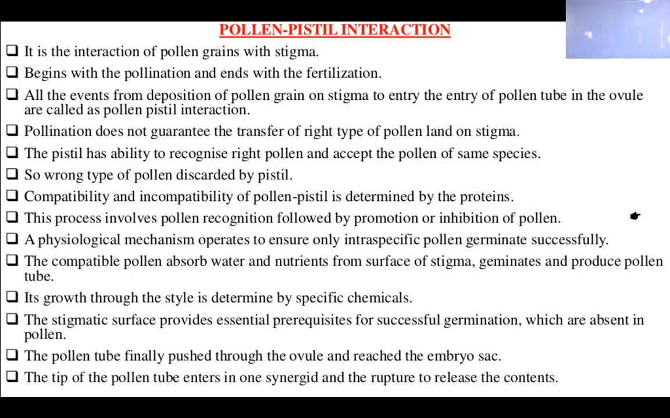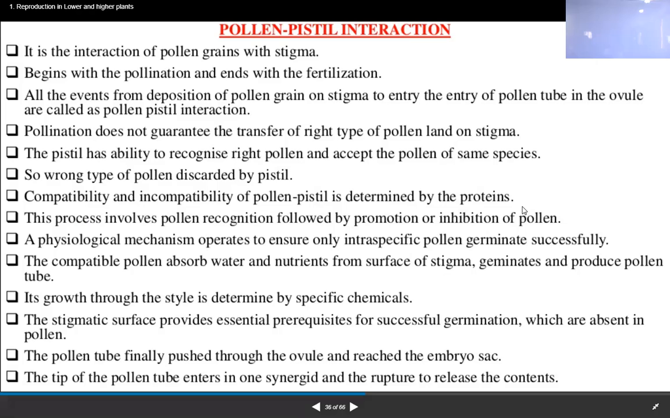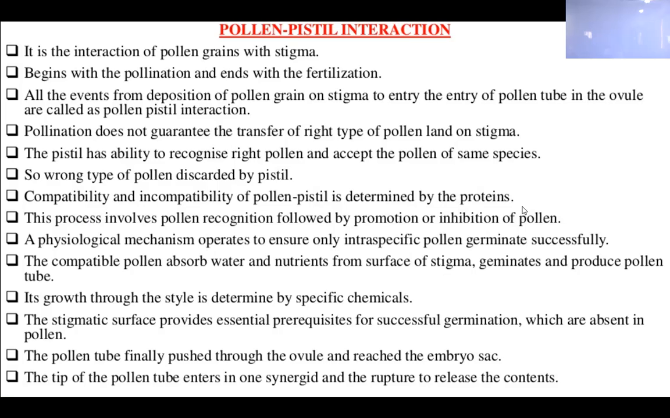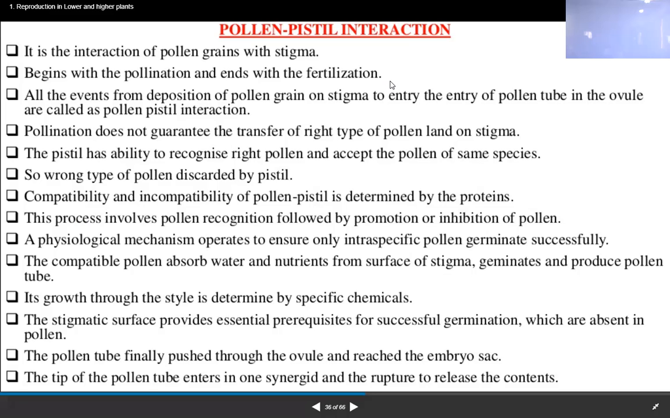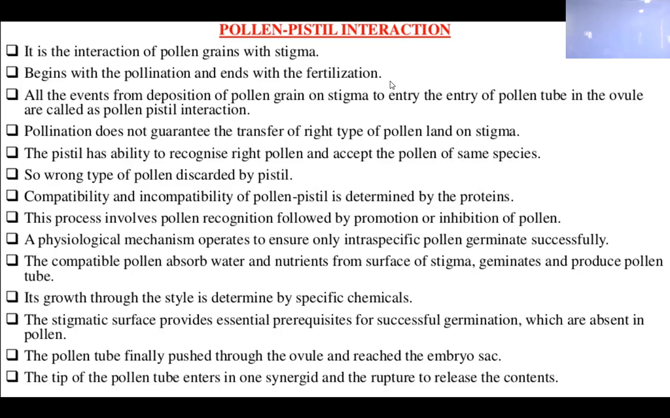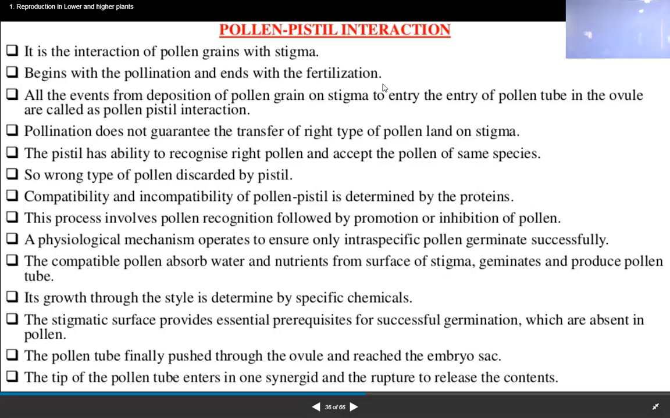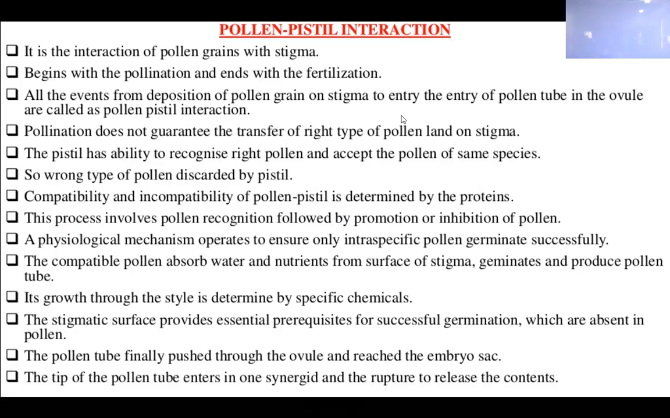Now it begins with pollination and ends with fertilization. You know the meaning of pollination. Pollination means transfer of pollen grains from anther to the stigma, and fertilization is where it is going to fuse. So fusion is nothing but fertilization only. Understood? So it is the interaction of pollen grains with stigma. It begins with pollination and ends with fertilization. All the events from deposition of pollen grain on stigma, to the entry of pollen tube in the ovule are called pollen pistil interaction.